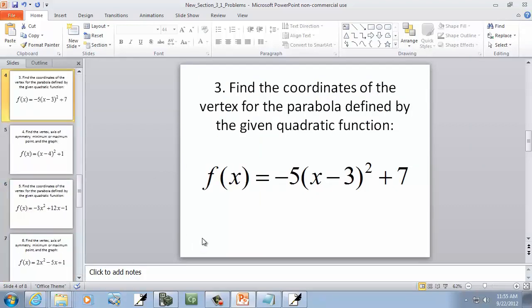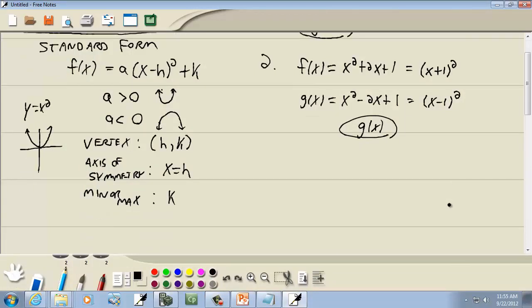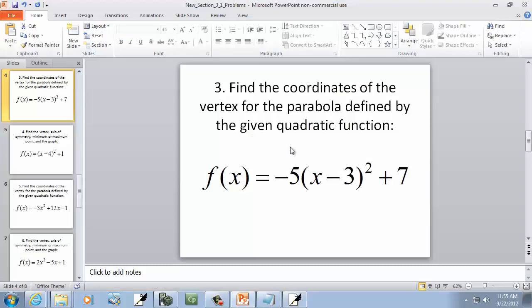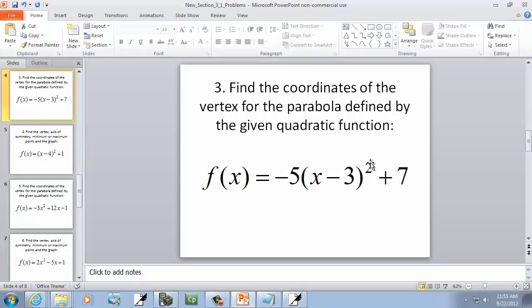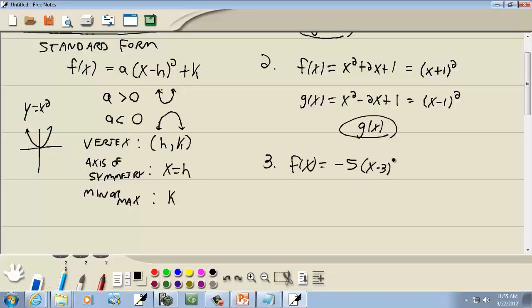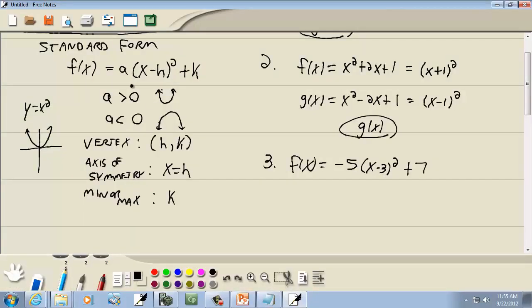Let's take a look at number 3. We've got f of x is equal to -5 times (x minus 3) squared plus 7. And the instructions say find the coordinates of the vertex for the parabola defined by the given quadratic function. Well, this is in standard form. See, we have x plus or minus a number squared. It doesn't have to be a minus here. It could have been a plus 3. We have a number at the end. We have a number before the parentheses.